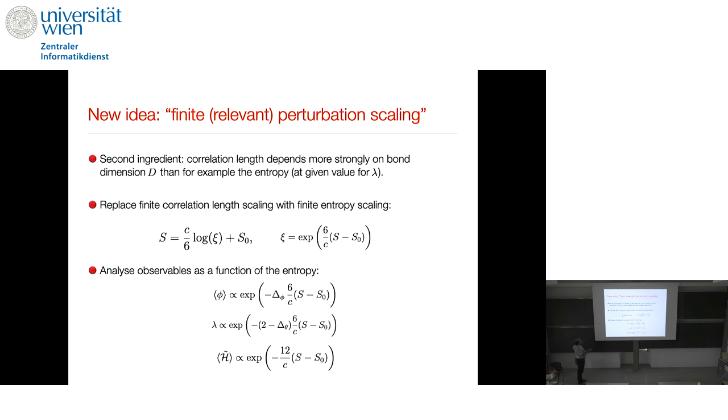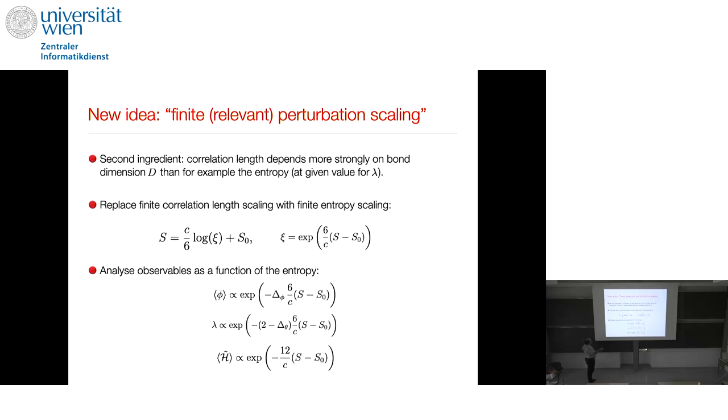And so we use this formula, which by now is well established, and we replace any occurrence of a correlation length by this formula. If we invert it, we're saying that the correlation length is now represented by the exponential of 6 over c times the entropy minus the entropy offset. So I'm just inverting this formula.